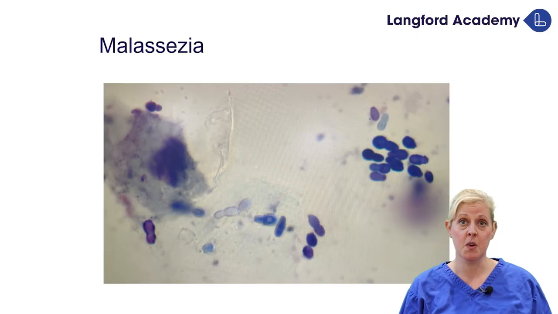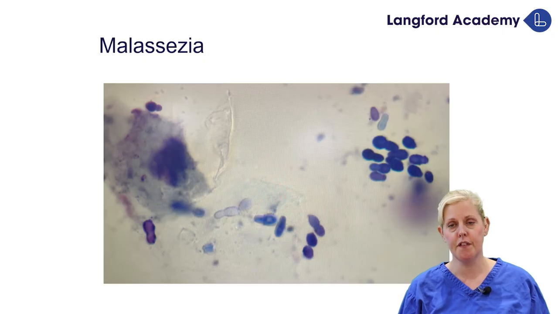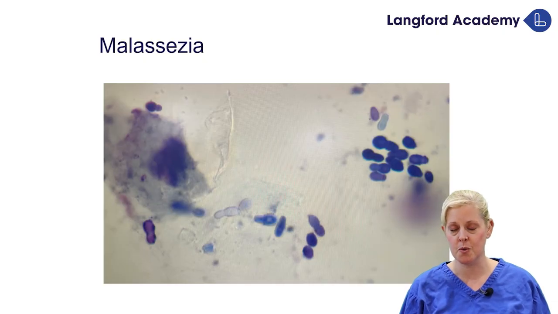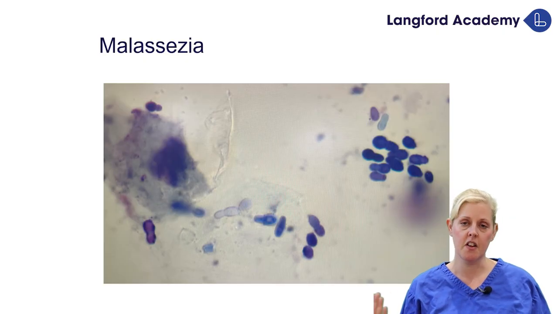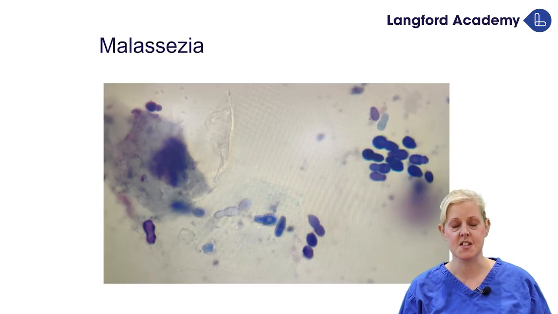All the other slides that we've looked at, I would put as a severe. This one I would put as more of a moderate. So anything, when you're looking at a slide, if there's 5 per high power field, mild, 5 to maybe 15, 20, moderate, anything over that. So if your slide is a wash, a bit like the cocci and the rods that I showed you, that's quite a severe amount that we're seeing.